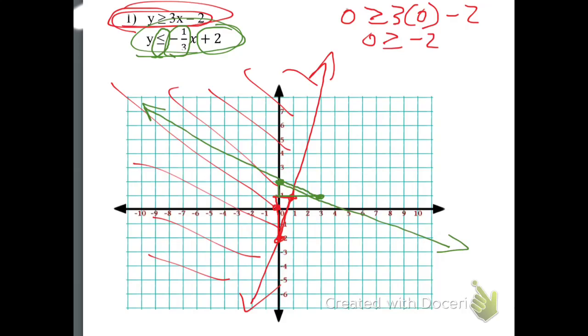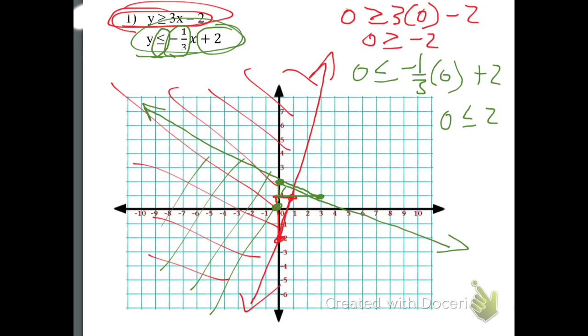You just use a solid line from there, and now we have to decide which side we're going to shade. So once again, I'm going to pick the point 0, 0 to plug in. 0 less than or equal to -1/3 times 0 plus 2 is 0 less than or equal to 2. Yes, so we're going to shade the side of the plane that has the point 0, 0, and that's this way. Ta-da, we've shaded them.